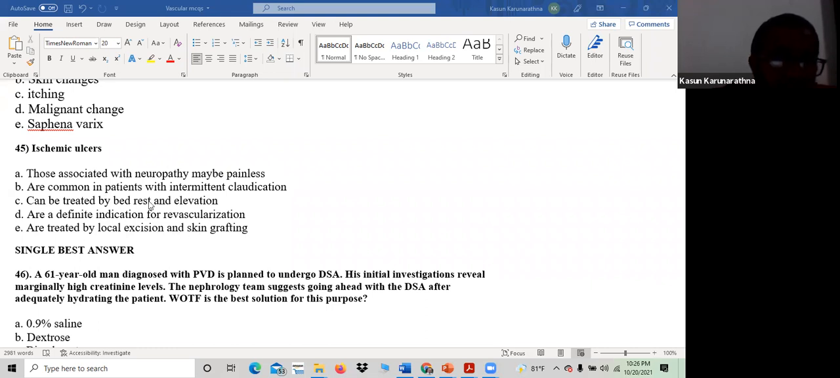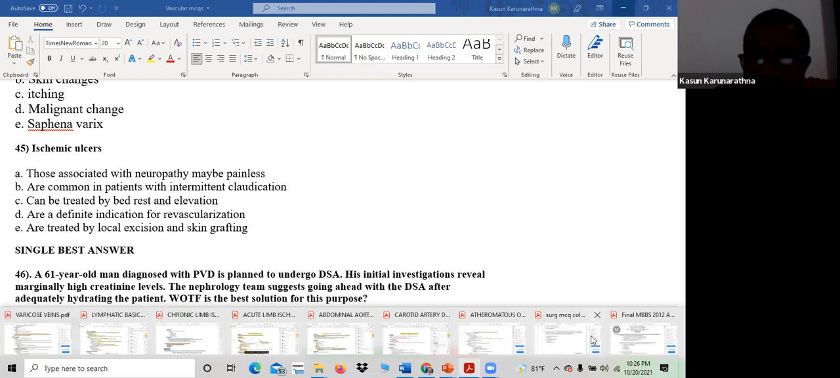That is false. First, you revascularize, then the wound will start to heal. Then you can intervene accordingly, right? Right. Those are the questions on chronic limb ischemia. There were a few questions in recent papers.